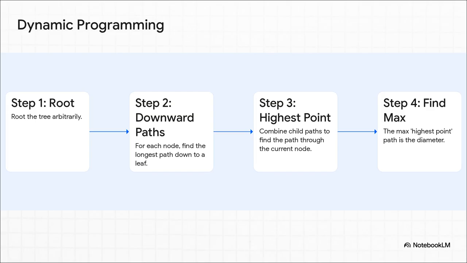First, you just pick any node, it doesn't matter which one, and call it the root. Then, for every single node X in the tree, you do a little calculation. You find the longest path going down from it. With that info, you can then find the longest path that uses X as its highest point, its peak, by just adding together the 2 longest downward paths from its children. You do this for every node, and the biggest value you find, well, that's your diameter.